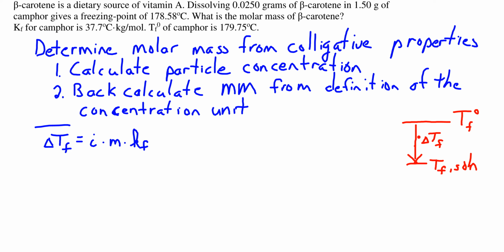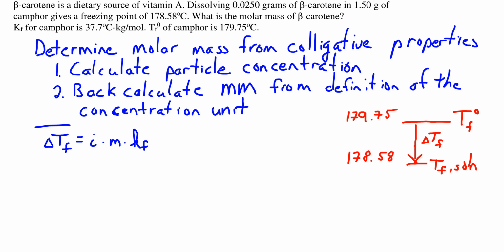So we're going to determine first what the value of delta TF is based on the freezing point of the pure solvent and the freezing point of the solution, both of which are given to us in the problem. Then we can calculate our molarity.